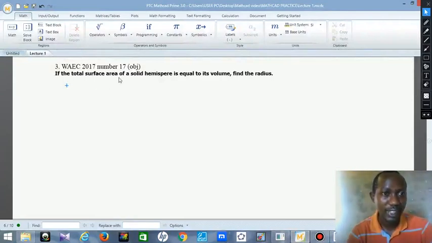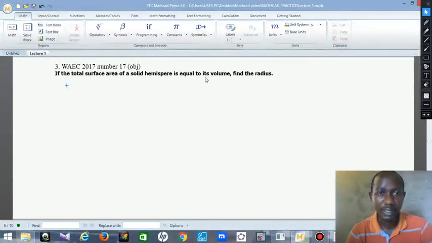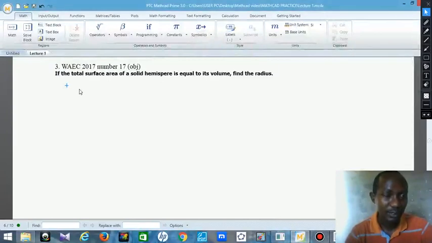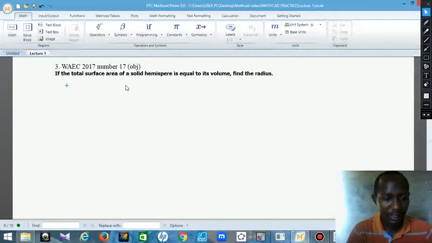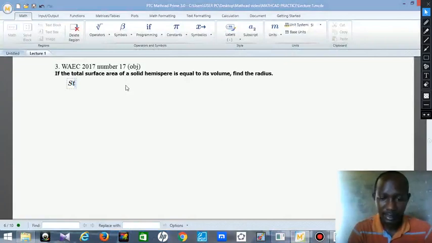All you need to do is to get the formulas for the total surface area of a hemisphere and the volume of a hemisphere. So with the formulas, just equate them, then solve for radius. The answer will come out clearly. So how do we do that now? Okay, let's take it like this. Let's take ST as the total surface area of solid hemisphere.